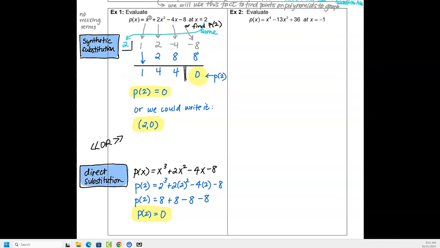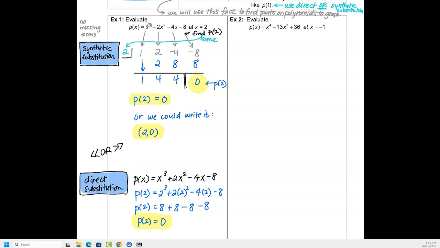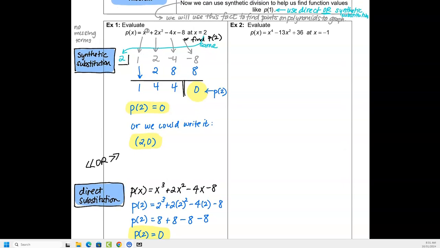So we can evaluate either way. We can find that coordinate by doing synthetic substitution or direct. Now you're going to probably guess on the test I'll require you to use synthetic substitution since it's new. Okay. So let's just take a quick peek at the next one. I am going to just dive right in here.